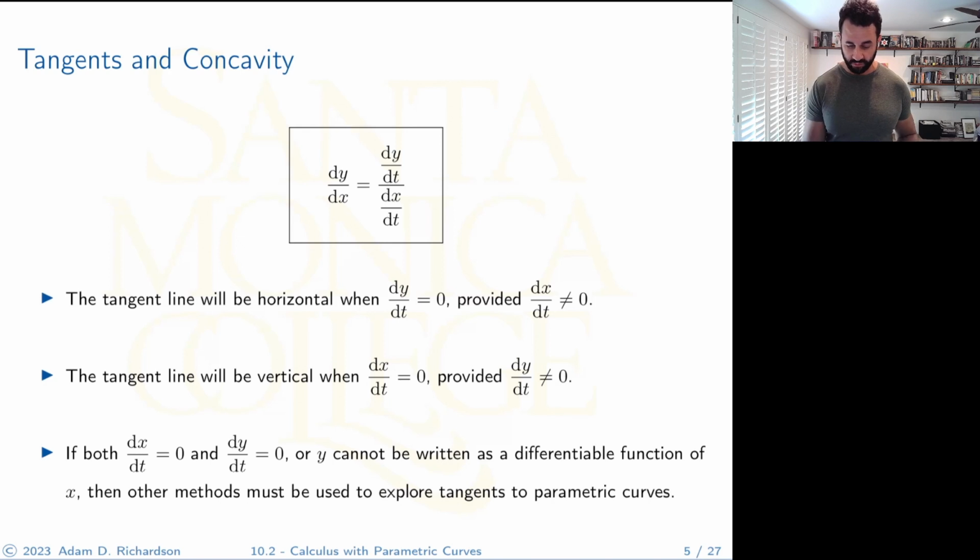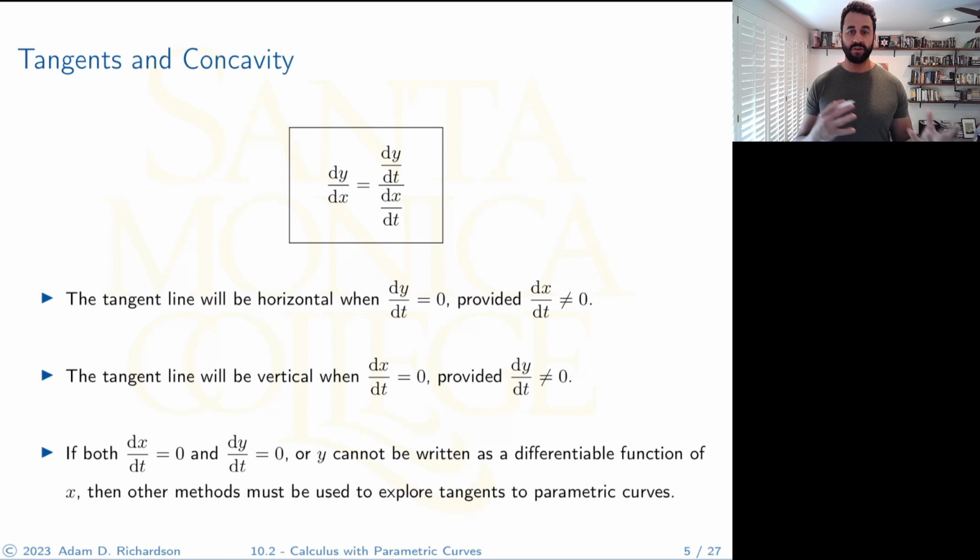So this is just the formula for the slope of the tangent line when your curve is given by parametric equations. Some things we can get from this right away: the tangent line will be horizontal when this is equal to 0, which happens when the numerator is equal to 0. So in particular, when dy dt is equal to 0, provided that dx dt is not equal to 0 at that point, since you can't divide by 0. The tangent line will be vertical when the denominator is equal to 0. That's when dx dt is equal to 0, again provided that dy dt is not also equal to 0 at that point.